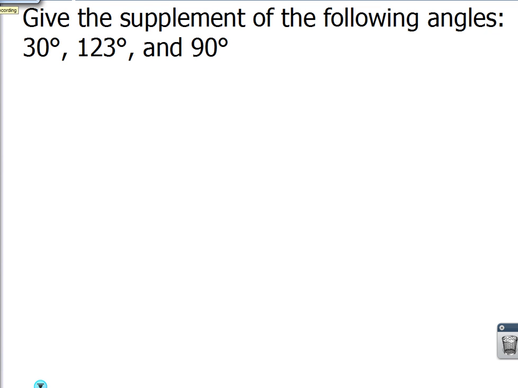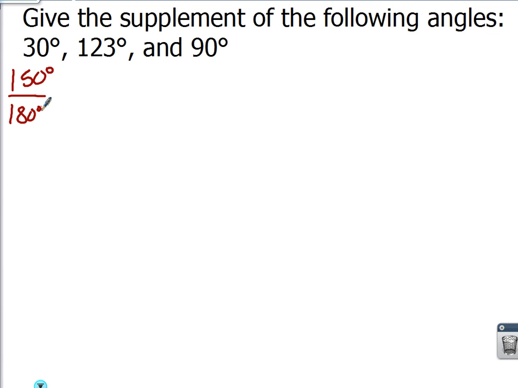We'll go a step further with this whole supplementary thing. Give the supplement of the following angles. And again, supplementary angles always add up to 180 degrees. So 30 degrees. What's the supplement of 30 degrees? You can use your calculator there, type it in for me. 150 degrees. Because if I add 30 and 150 together, I get 180. Add up to 180 degrees.